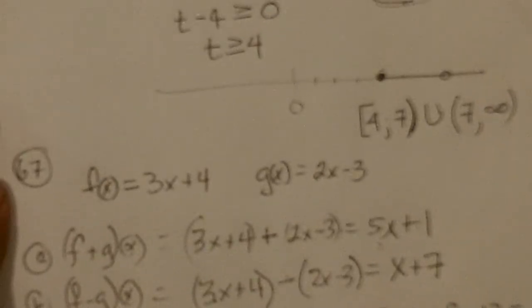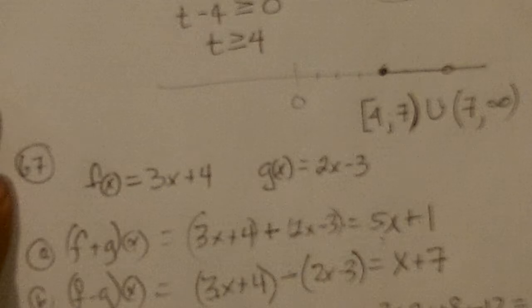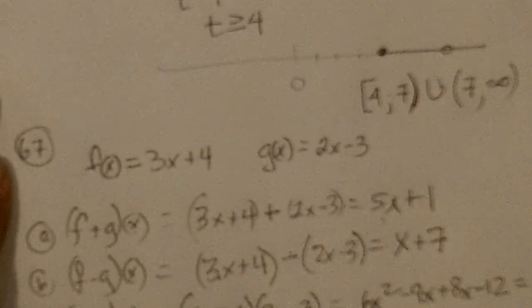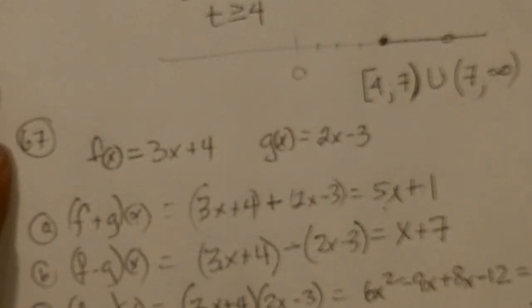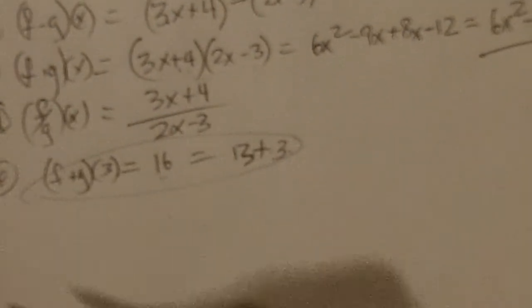3 times 3 is 9, plus 4 is 13, plus 3 is 16. Okay, so I could put the 3 into the functions added, or I can put a 3 into each one and then add the answers. 16.